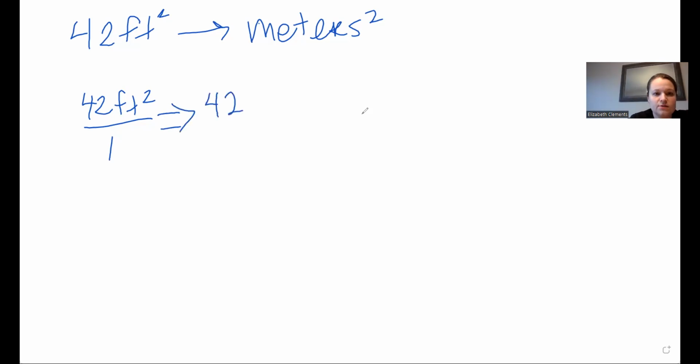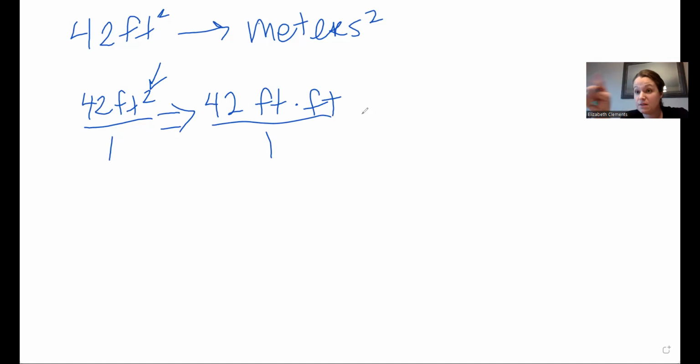What this really means is 42 feet times feet. Feet squared really means feet times feet. So I'm going to write that every time, over 1. I'm not going to write it squared because that gets confusing. I'm going to write feet times feet. What this means is I have to get rid of both of those units. I can't just get rid of the feet one time, it's squared. So I have to do it twice.